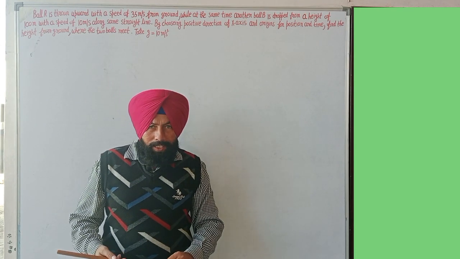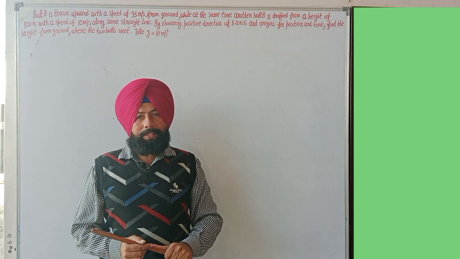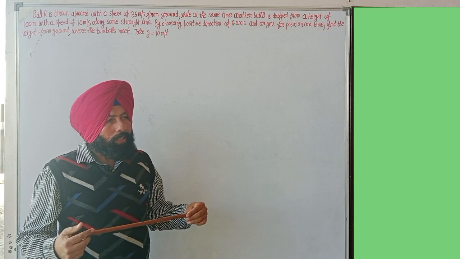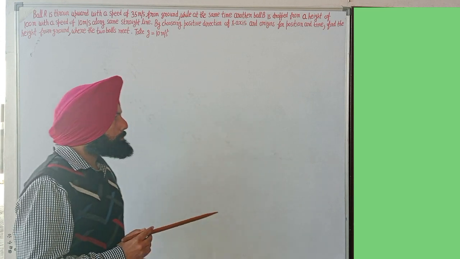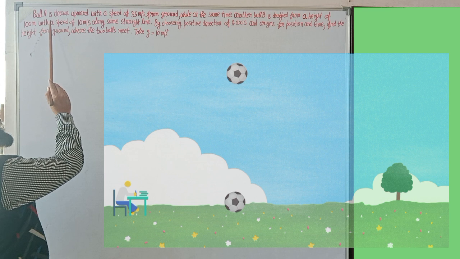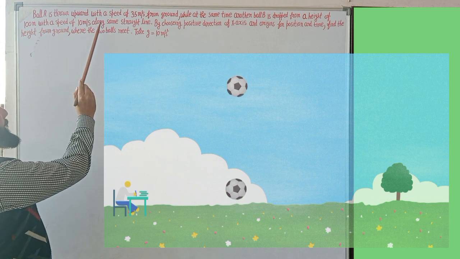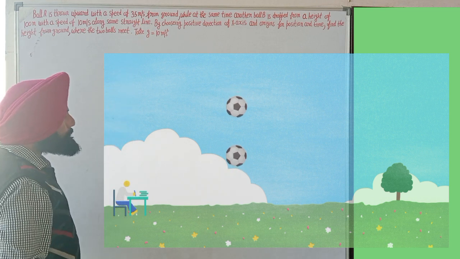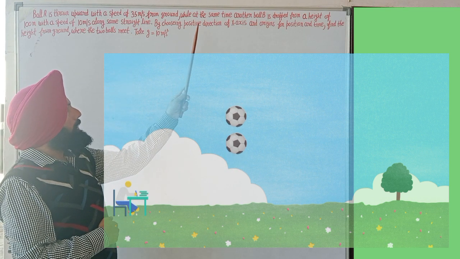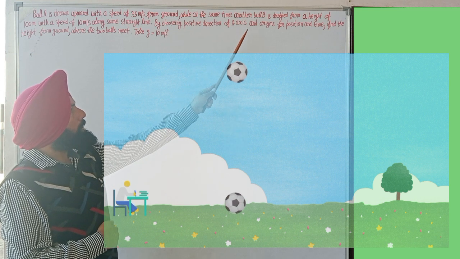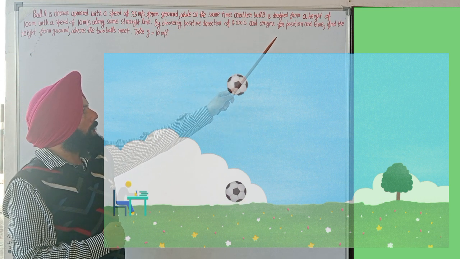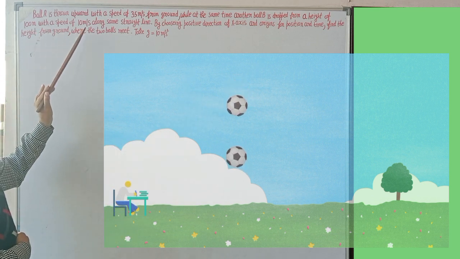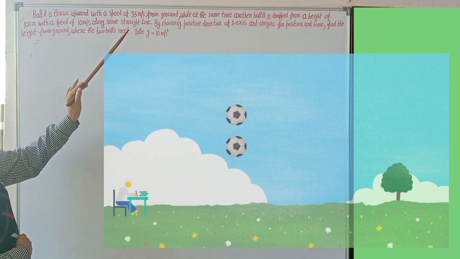Hello students, today we will discuss a numerical. Now in this numerical, ball A is thrown upward with the speed of 35 meter per second from the ground. While at the same time another ball B is dropped from a height of 100 meter with a speed of 10 meter per second along the same straight line.